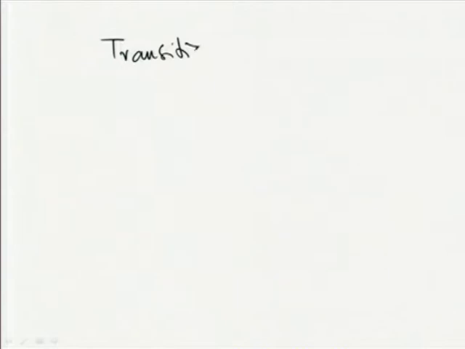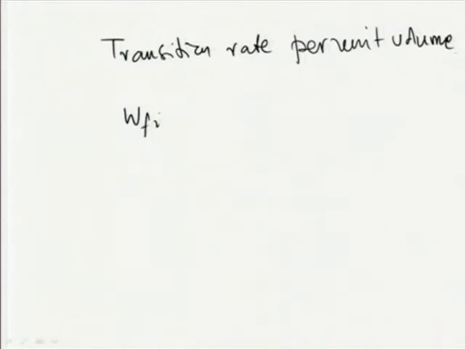transition rate per unit volume can be written in terms of the transition amplitude, like this. W_FI, let me denote this transition rate, equal to T_FI squared over whatever is the time taken for this, per unit volume.